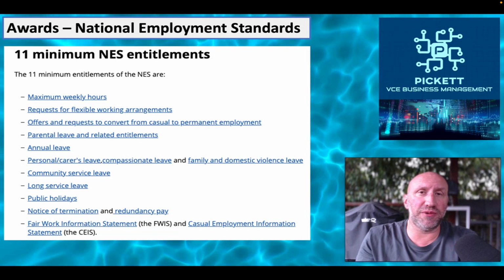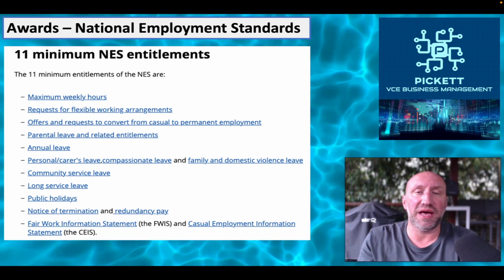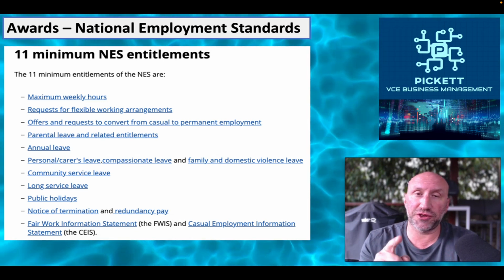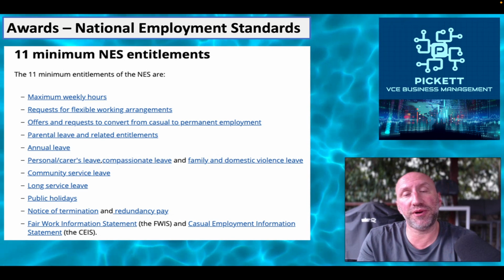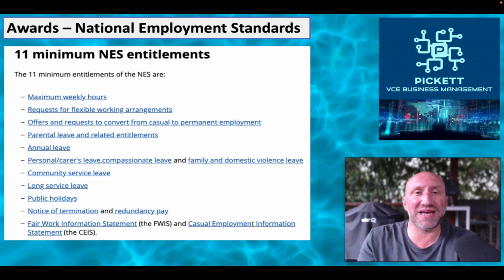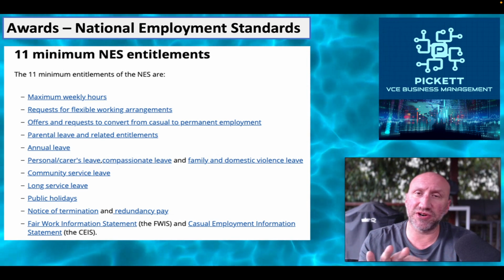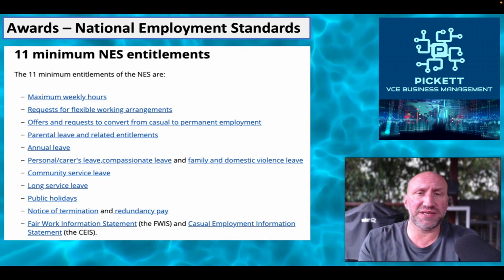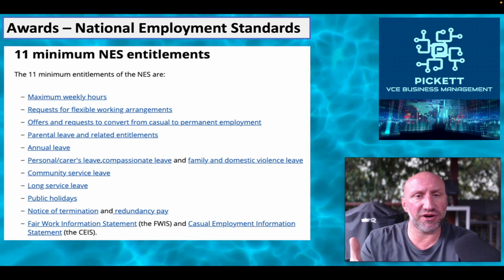So there's 11 of them, like I said. Until a year ago, until 2022, there were 10, and they actually didn't include the third one that you see on the screen there, offers and requests to convert from casual to permanent employment. That was one that was added in, and I'll look at that one in a little bit more detail in a minute. So there was a reason that was added in. But yeah, so now we have these 11. So maximum weekly hours, request for flexible working arrangements, and so on and so forth.